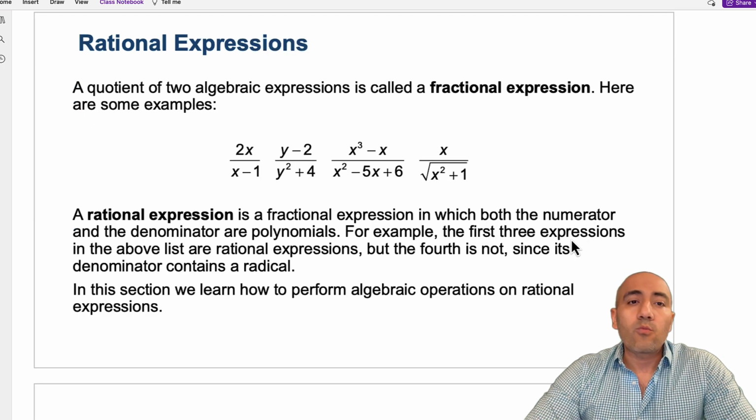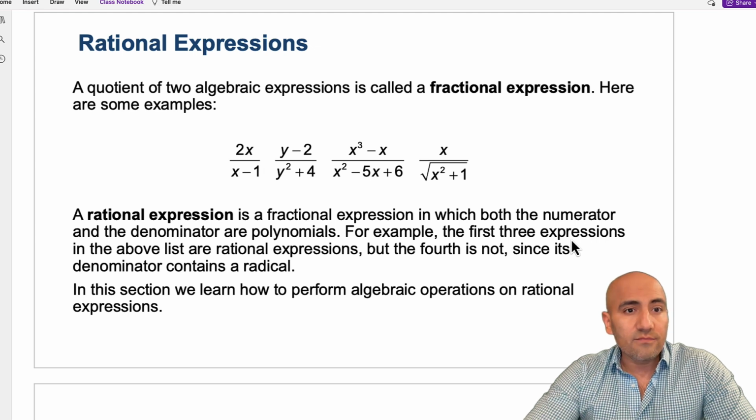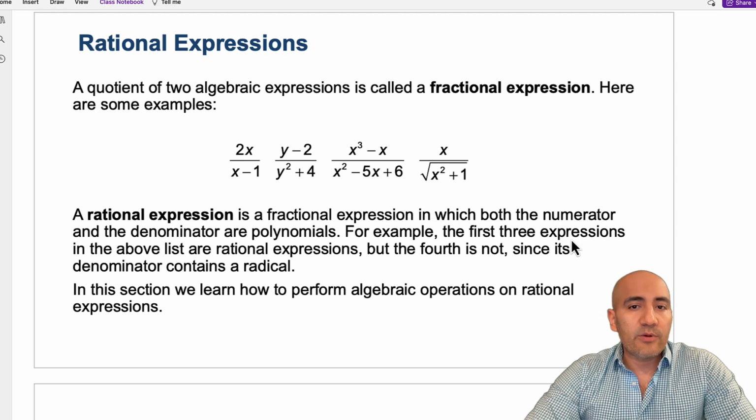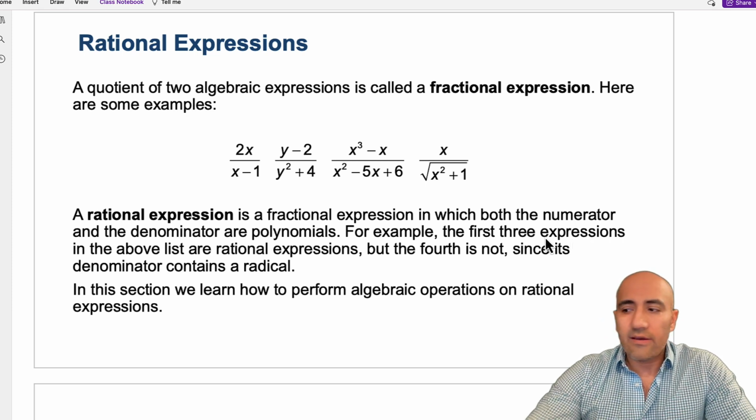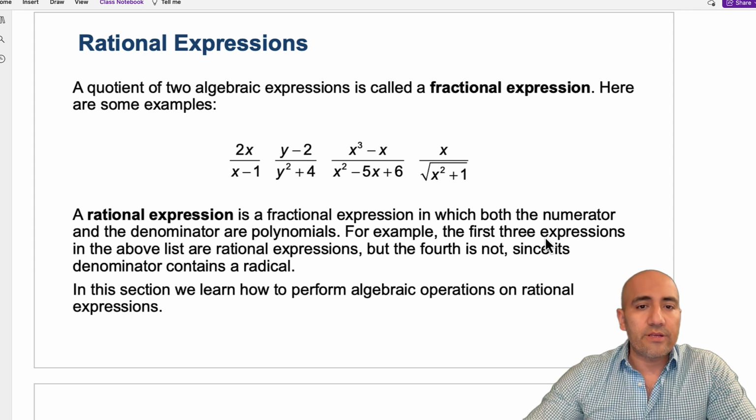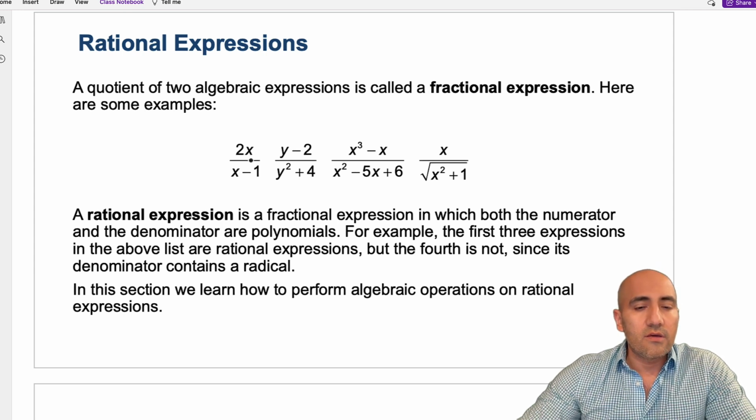errors. Okay, rational expressions. A quotient, which is a fraction, of two algebraic expressions is called a fractional expression. Here are some examples. Maybe these should be comma separated so they don't confuse you. So this should be one example, another example, another example, a fourth example.